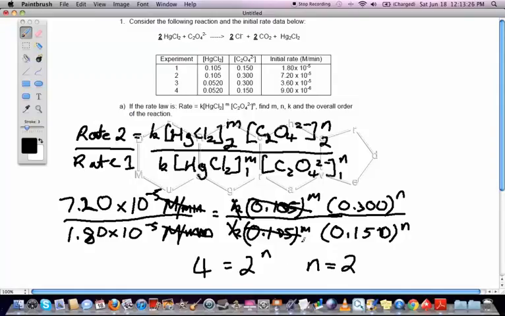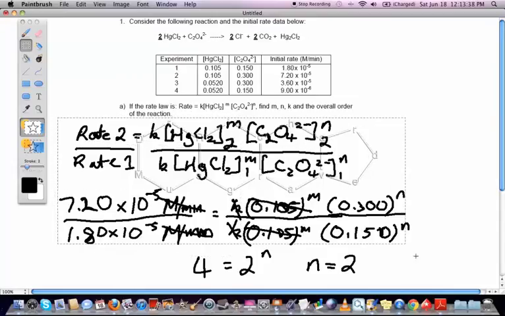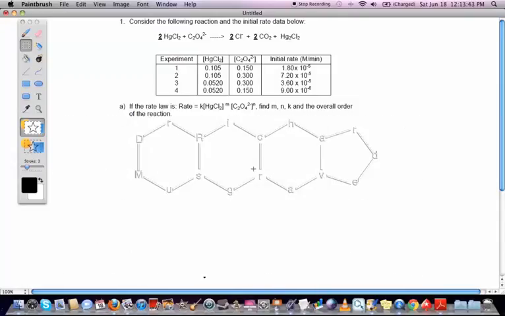Alright, so we've got N under control. Let's see how we might figure out what M is. Now we've got to choose a different set of experiments because we want to find the value of M. And M will be found by choosing 2 experiments that will allow us to cancel the C2O4 2- terms. Now I can choose rate 1 and rate 4, that would work, or I could choose rate 2 and rate 3. I think I'll choose rate 2 and rate 3 this time.